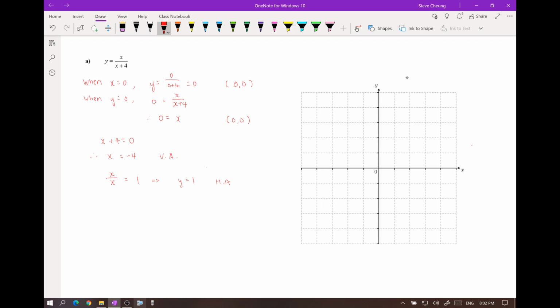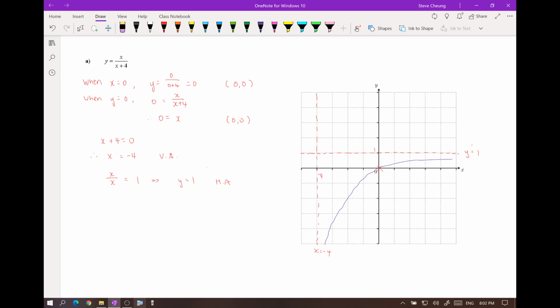Then we can put this onto the plot to the right. We have it passing the origin. We have a vertical asymptote at x equals minus 4. And we have a horizontal asymptote at y equals 1. So do you see how the curve has to go through sort of like this bottom right hand quadrant? Because if I put it up here, it's not going to pass through the origin.